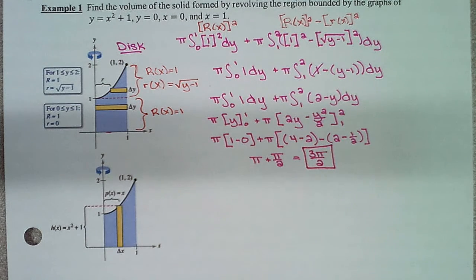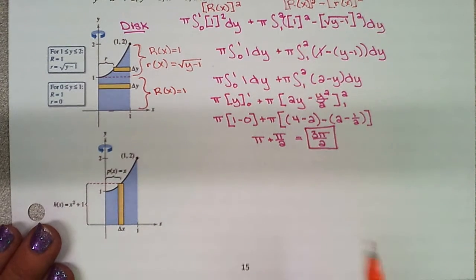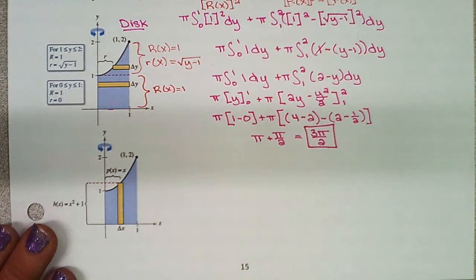And so the volume that's created by rotating that guy around the y-axis is going to be 3 pi over 2. Now we're going to do the exact same thing, except with a different method. So now instead of drawing our rectangles so that they are perpendicular to the axis of rotation, we're going to draw them so that they're vertical. So we're going to think of it this way.